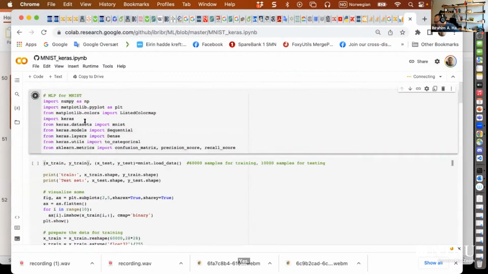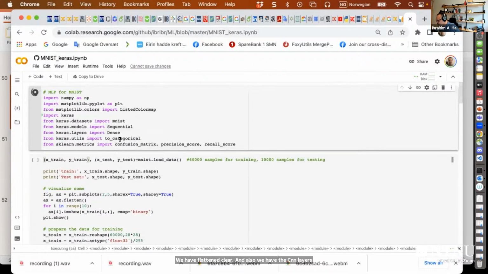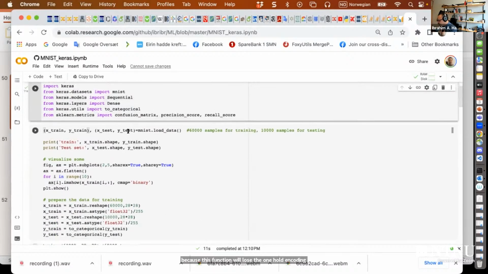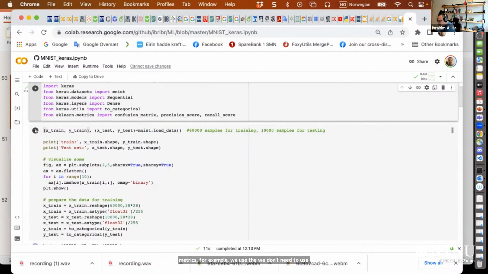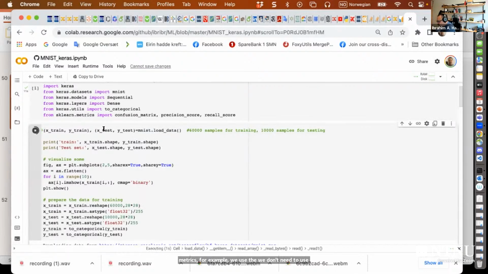So we imported MNIST from keras.datasets, the sequential API from keras.models, and the dense layer. So we need to import the dense layer from Keras. When we go into deep learning, we will see other layers. We have the flatten layer, and also the CNN layers. to_categorical: this function is very important because it will do the one-hot encoding for us. It will convert a categorical variable into a one-hot encoding. We have the confusion matrix, precision score, recall score from sklearn.metrics, for example. We use MNIST. We don't need to use train test split because the dataset is already divided into a training set and a test set.